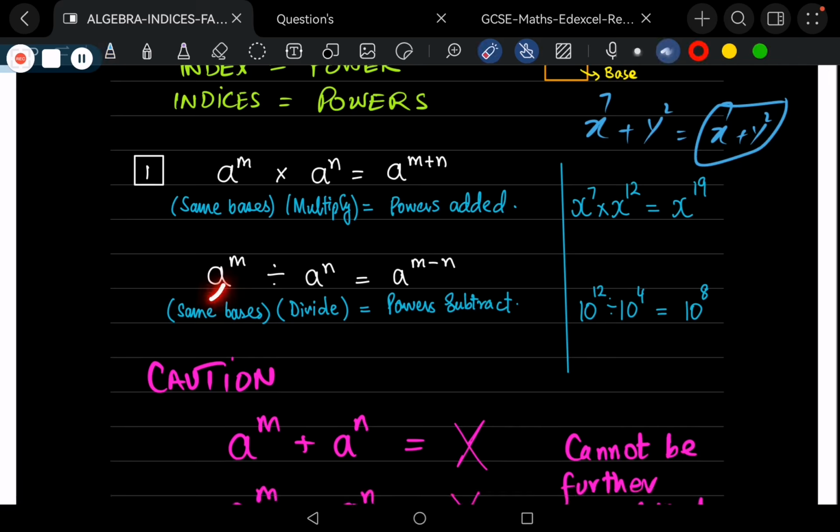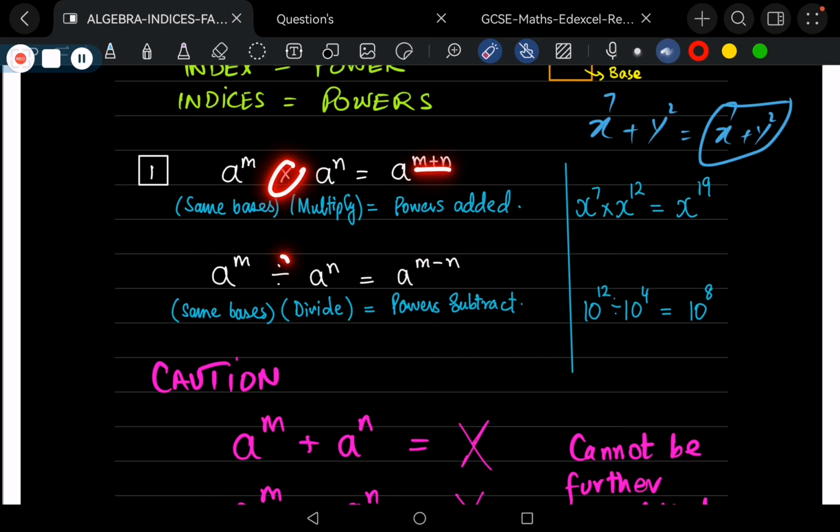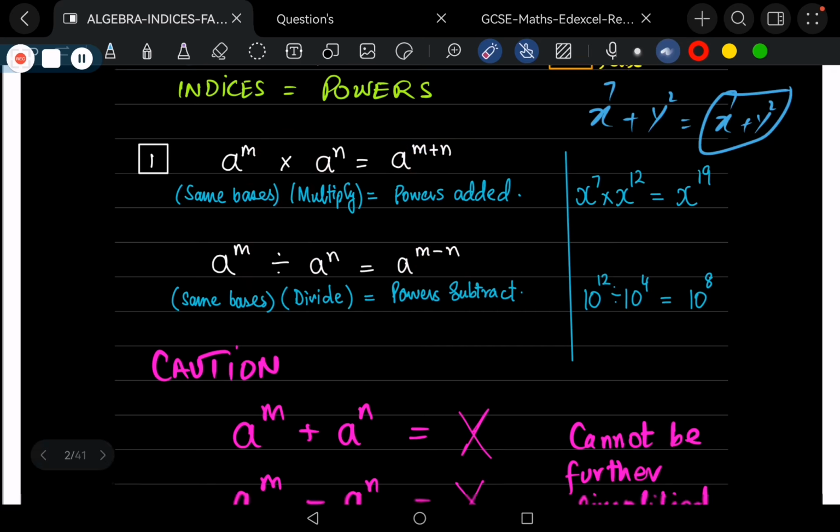Next one is related to division. Whenever you have a power m and a power n, meaning the bases are the same and the operation is division, always remember that in division the powers will be subtracted. In multiplication they will be added, but in division they will be subtracted.